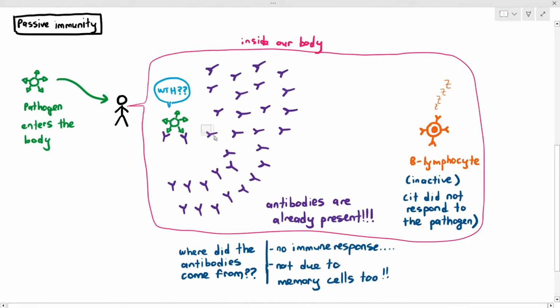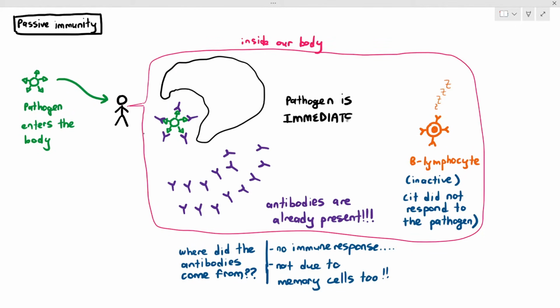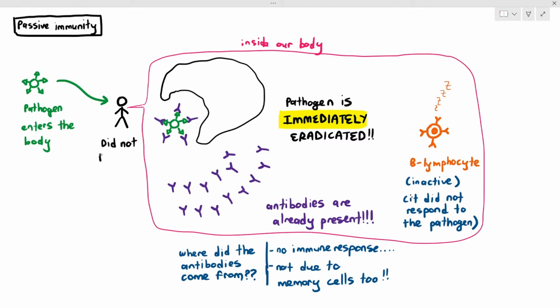Once the antibodies bind to the antigens, the phagocytes can ingest it, and when the phagocytes ingest it, the pathogen is immediately eradicated. So did the person fall sick in this case? No, the person did not fall sick. Our body was able to respond immediately to the pathogen. But again comes the question, where did the antibodies actually come from? Because that's quite a big mystery, right?